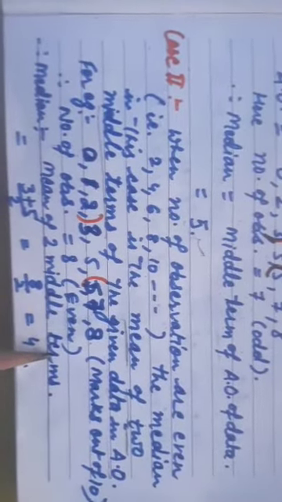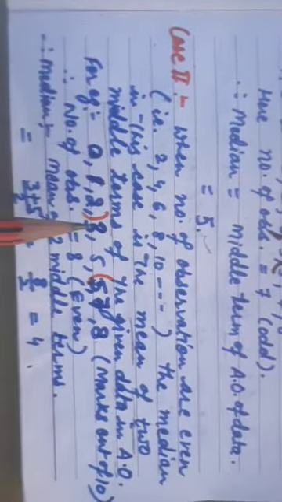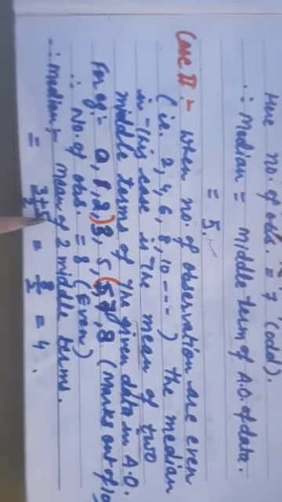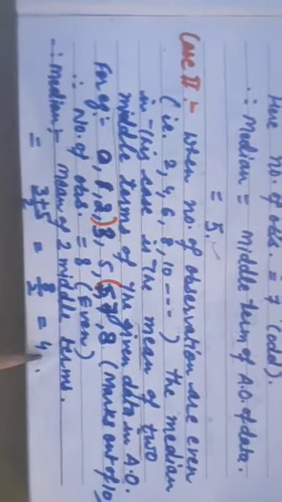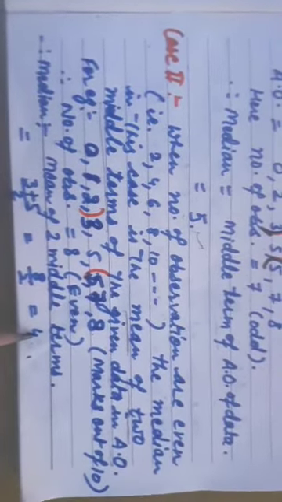So in this case the median is the mean of the two middle terms. There are two middle terms, 3 and 5. The mean of these two terms is the sum of these two observations divided by the number of observations, that is 3 plus 5 upon 2, which is 8 upon 2, that is 4. So it is the median of the given data when the number of observations is even.